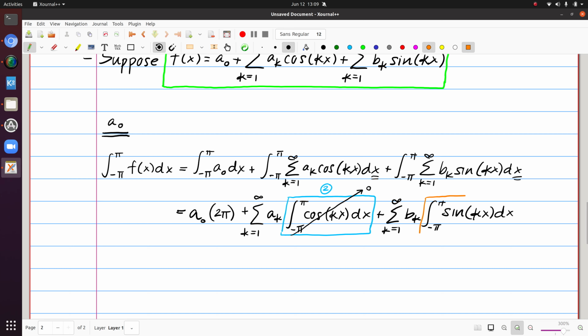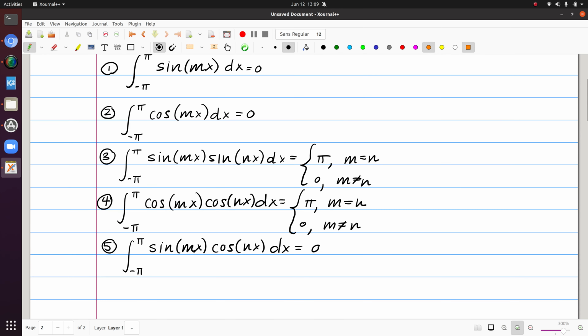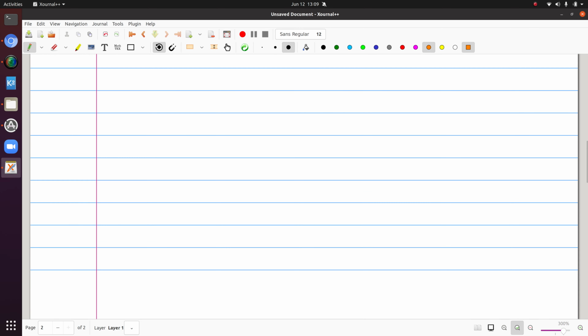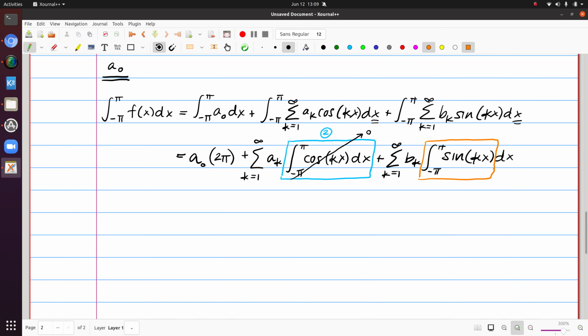Likewise, if I consider the sine of kx integral from minus pi to pi, that is our first formula up here, and we said for any integer value k that would be 0. So we can now wipe that out. And likewise, every single term now, b sub k, is multiplied by 0, so that entire sum is 0. And let's look what we have left. So we have on the left-hand side the integral from minus pi to pi of f of x. And on the right-hand side, we have a sub 0 times 2 pi, and everything else vanished.